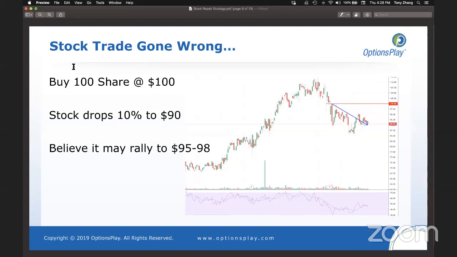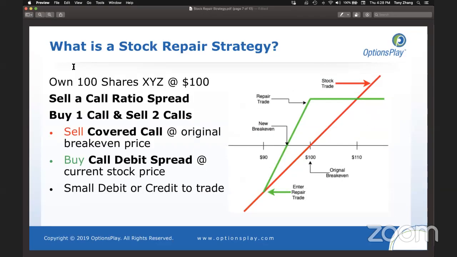So what is a repair strategy? Repair strategy is what we call a ratio spread. So again, we own 100 shares of XYZ at $100 a share. The stock is now down 10%. What do we do to repair our strategy? We sell a call ratio spread.